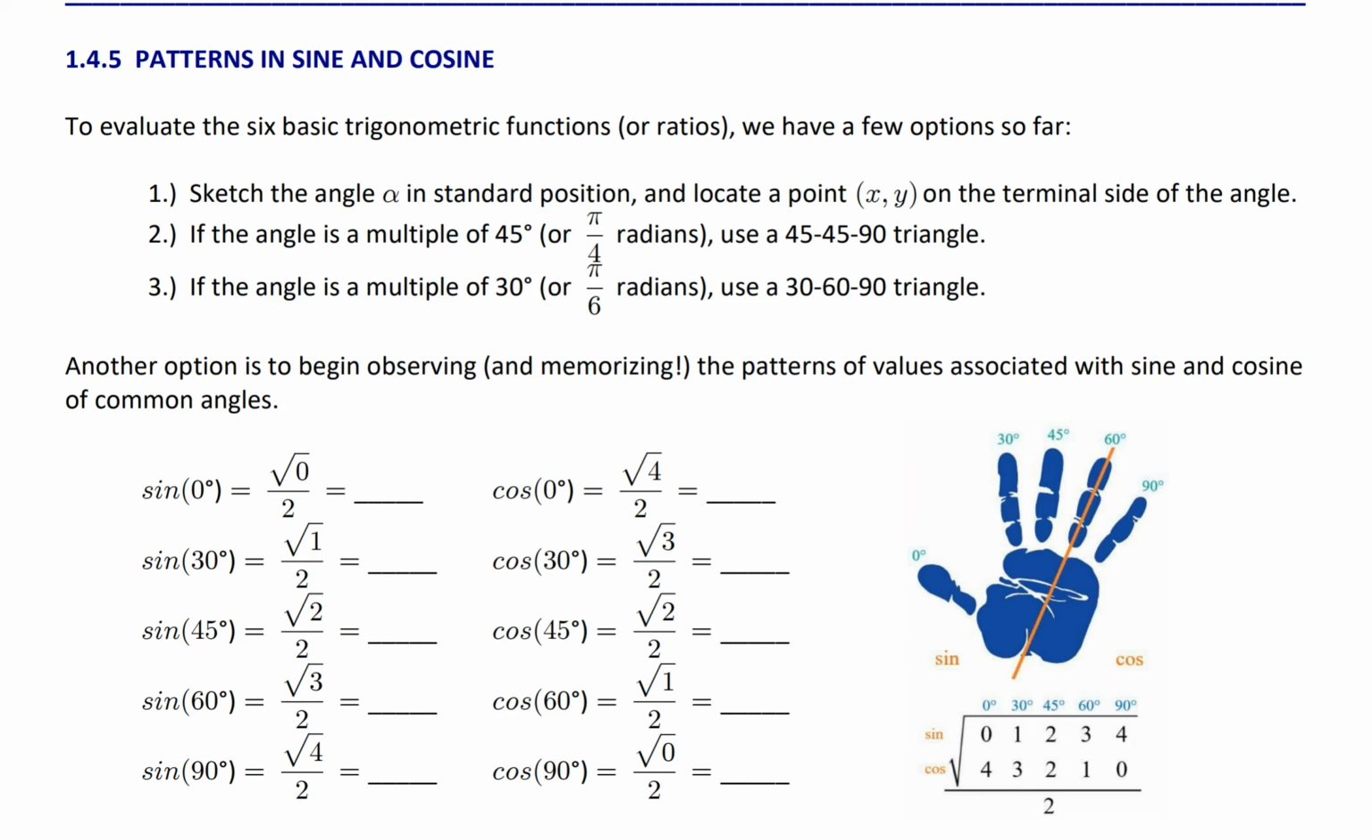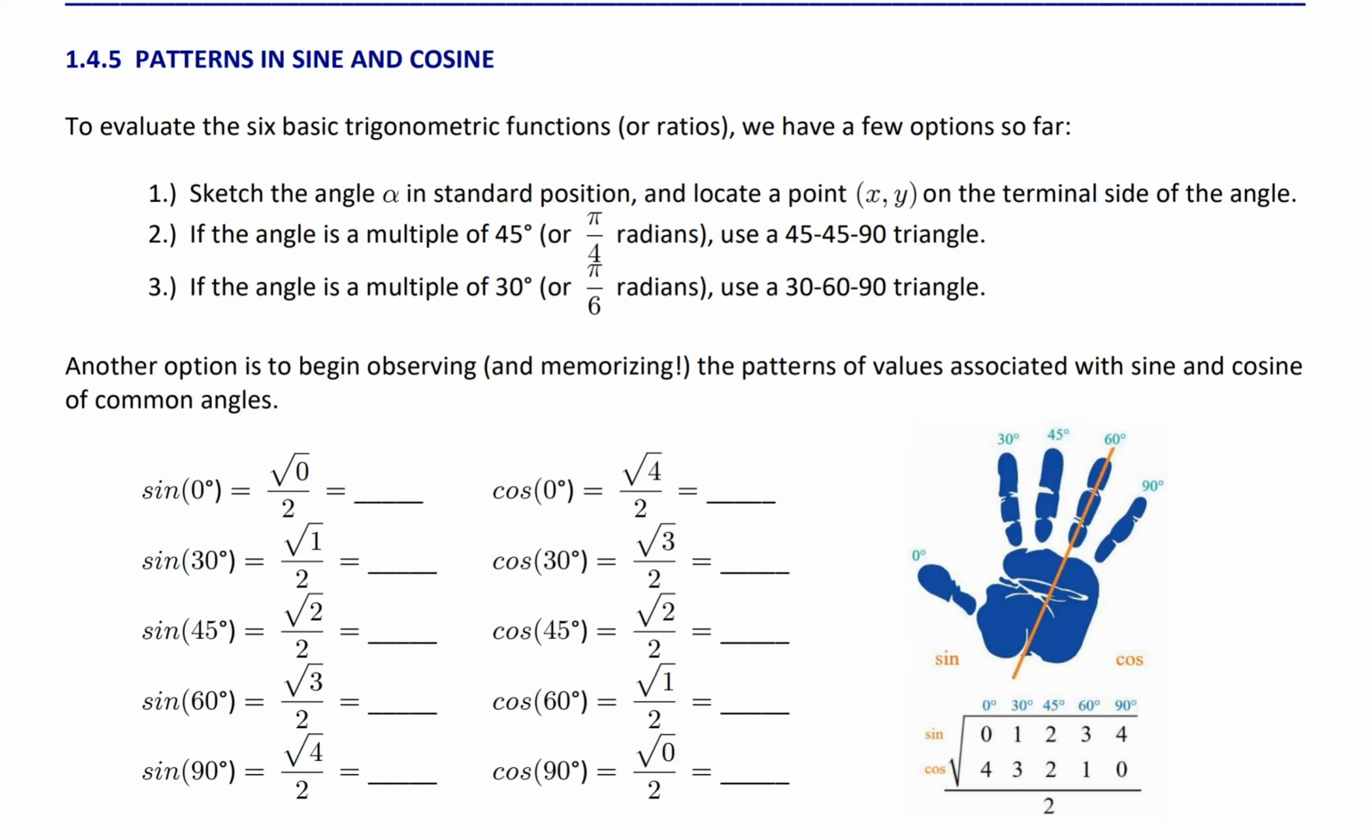Another option is to begin observing and memorizing the patterns of values associated with sine and cosine of common angles. The special triangles are excellent and useful as we learn these values, but we're going to see the same common angles popping up in our trig functions consistently throughout the semester. So it's good to begin recognizing patterns in sine and cosine. Let's consider evaluating sine for the common angles in quadrant 1. That's 0 degrees through 90 degrees.